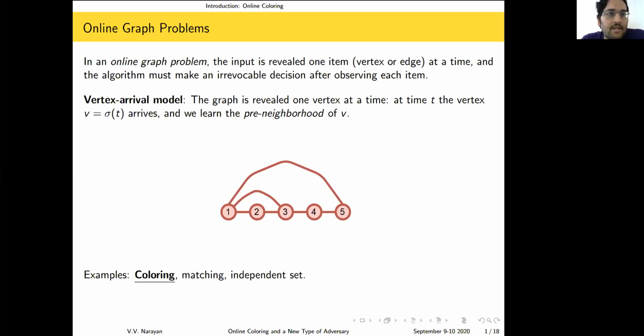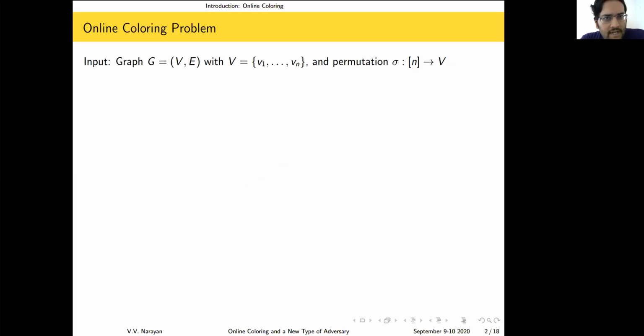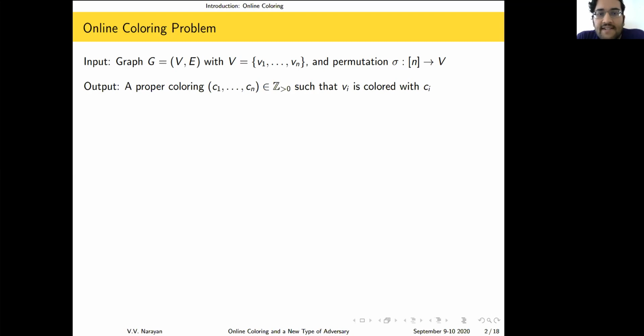All right. So in the online coloring problem, the input is a graph G with vertex set v1 to vn, so n vertices, along with the permutation on the vertices, which indicates the arrival order. And the output is a proper coloring c1 to cn, such that vi is colored with ci. So the algorithm needs to assign a color to every vertex, such that we have a proper coloring. So any pair of vertices that are adjacent get different colors. And the goal of the algorithm is to minimize the total number of colors that it uses to color the graph.